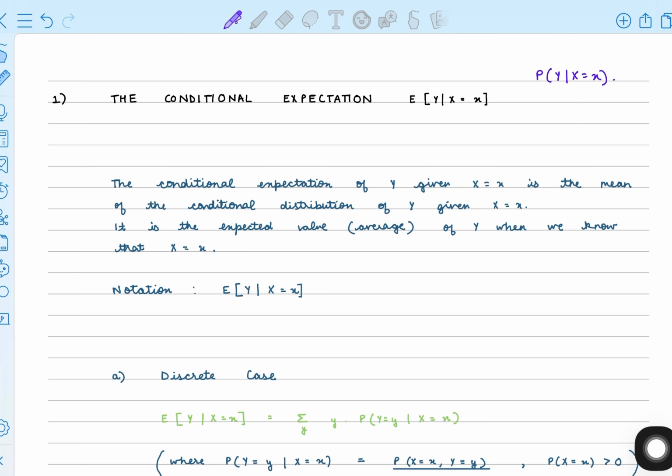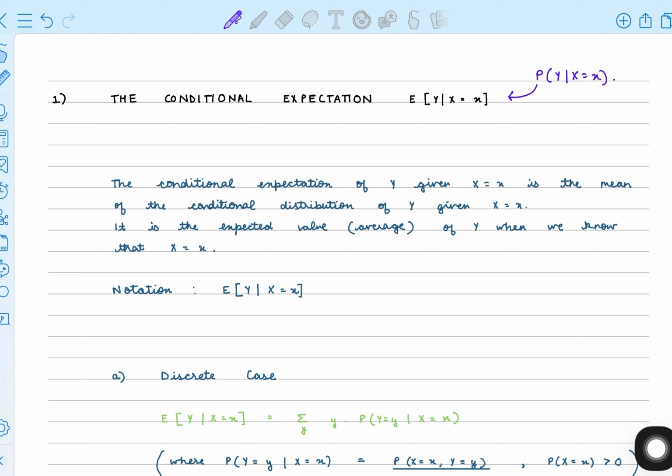Now, once we know the conditional distribution, a natural question arises. Can we summarize the entire distribution using just one number? And the answer for this is yes. That one number is called the conditional expectation, which simply gives us the average value of y after we know the value of x. If Chapter 4 was about finding the conditional distribution, then Chapter 5 is about finding the conditional expectation. Now let's begin with our first topic.